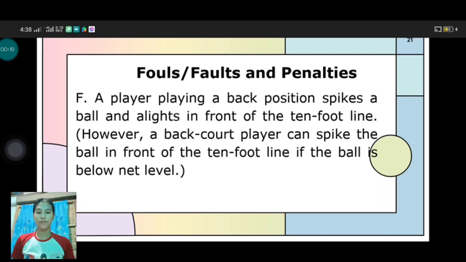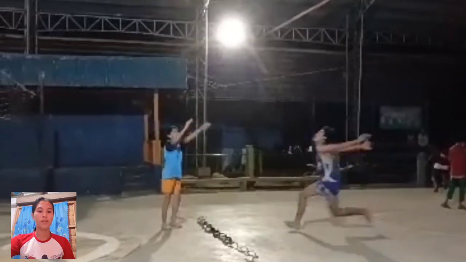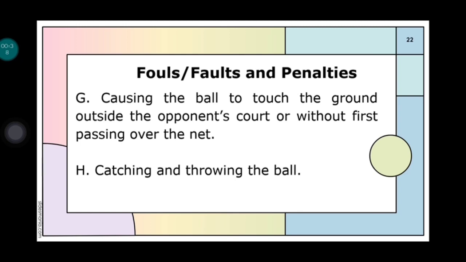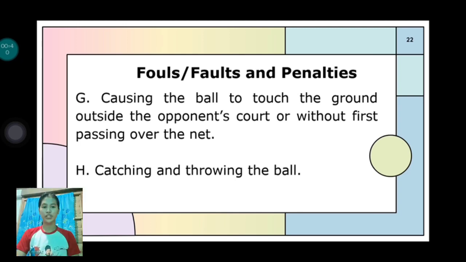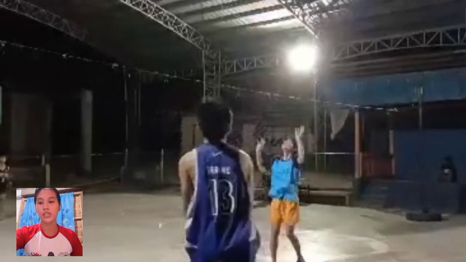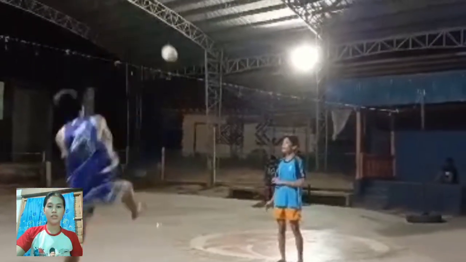Fouls, faults, and penalties. F. A player playing a back position spikes a ball and alights in front of the 10-foot line. However, a backcourt player can spike the ball in front of the 10-foot line if the ball is below the net level. G. Causing the ball to touch the ground outside the opponent's court or without first passing over the net.